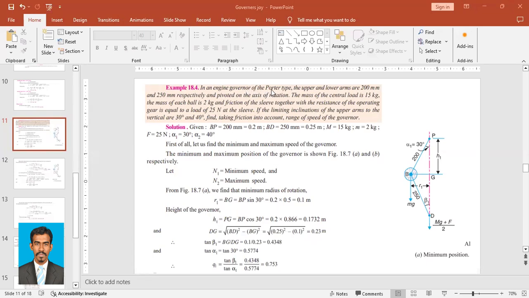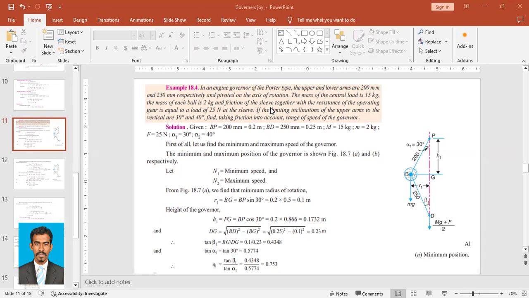In an engine governor of the prototype, the upper and lower arms are 200 millimeter and 250 millimeter respectively. So the lengths of the upper and lower arms are given, and they are pivoted on the axis of rotation. The mass of the central load is 15 kilogram. The mass of each ball is 2 kilogram.